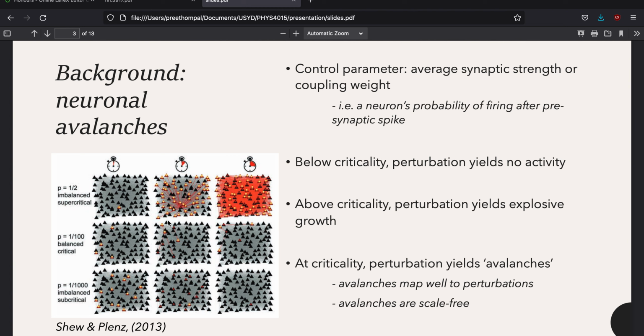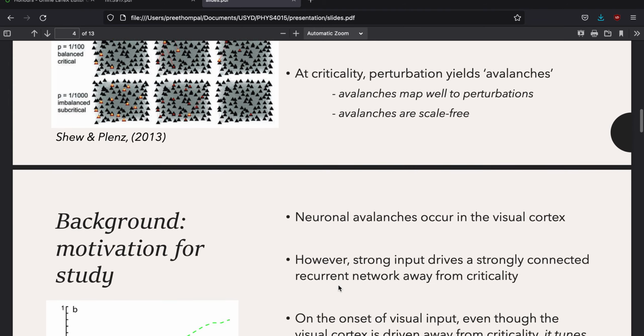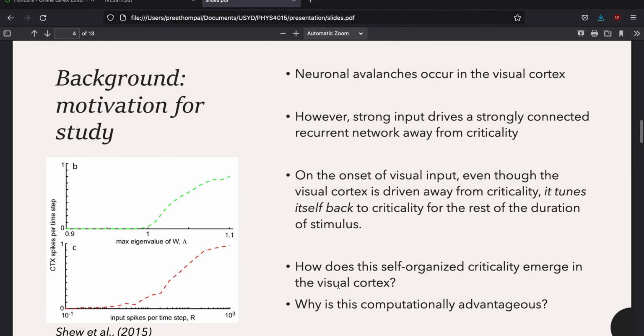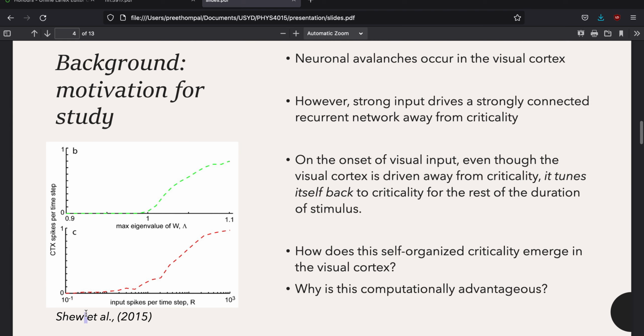But at criticality, we perturb the system and we get these avalanches. And avalanches map well to perturbations, so different avalanches for different kinds of perturbation to the system. And they're also scale-free, so the avalanches can occur in very small sizes and then also very large sizes. So in 2015, this group knew that neuronal avalanches occur in the visual cortex.